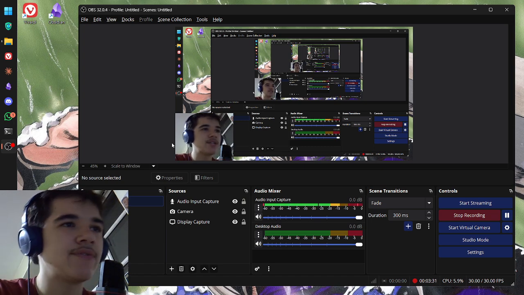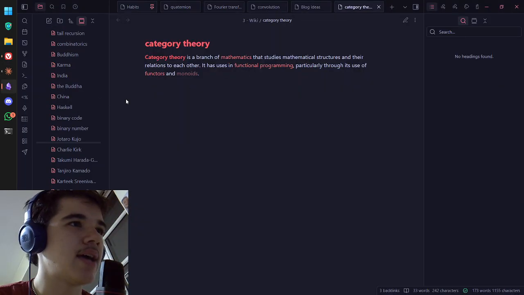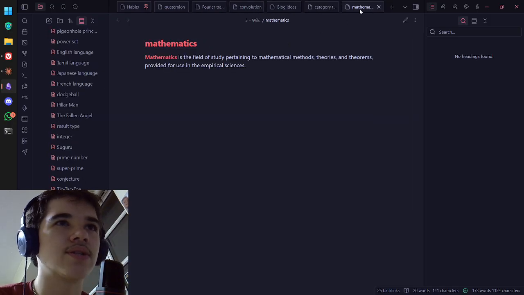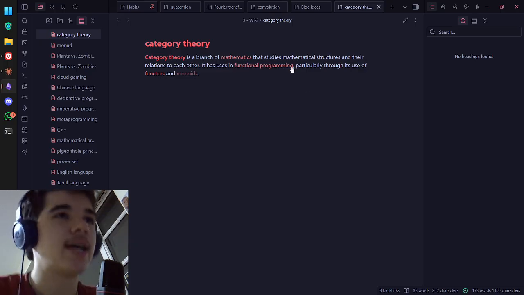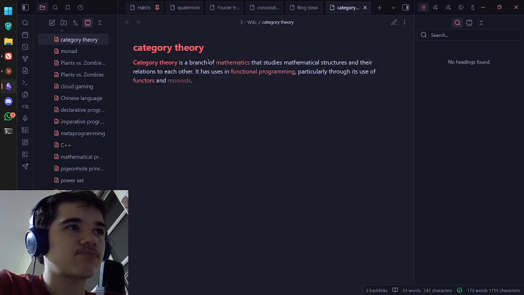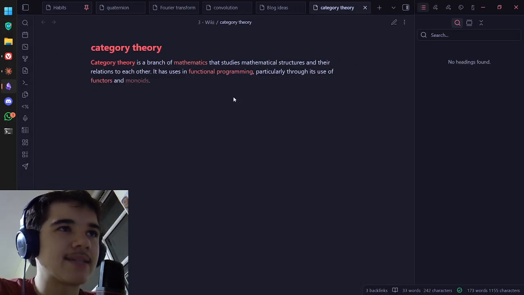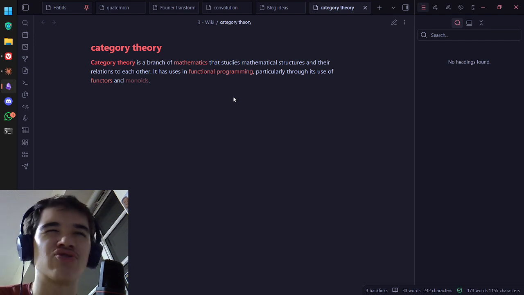And to verify this, let's just have a look at what I actually wrote previously. So I do use Obsidian, and these are my old notes for category theory. I haven't looked at these in a bloody long time. So let's see how they hold up. I will zoom in here as well, and also hide this. So category theory is a branch of mathematics that studies mathematical structures and their relations to each other. Okay, now that's already a bit vague and hard to understand, but what is a mathematical structure?